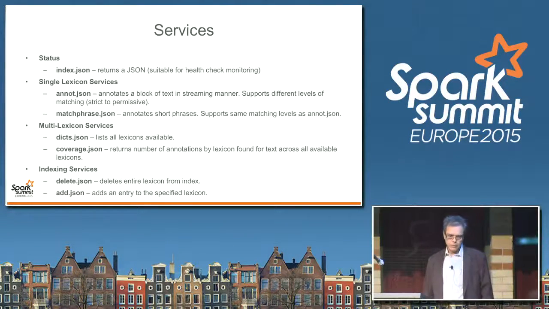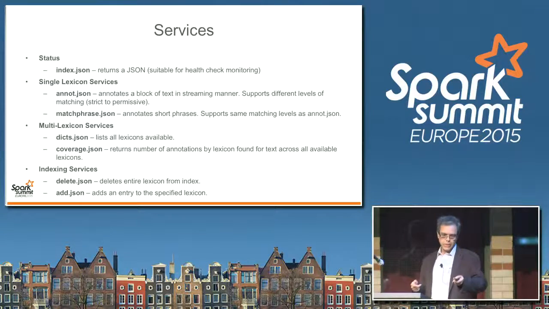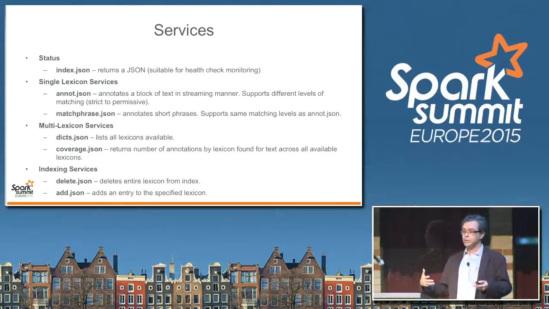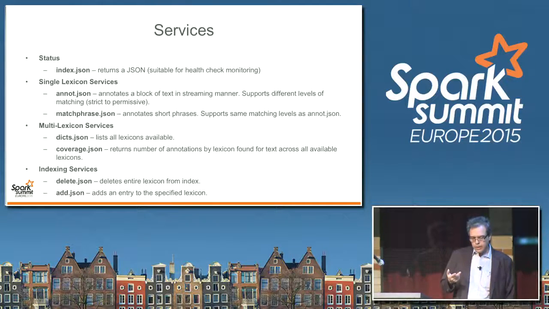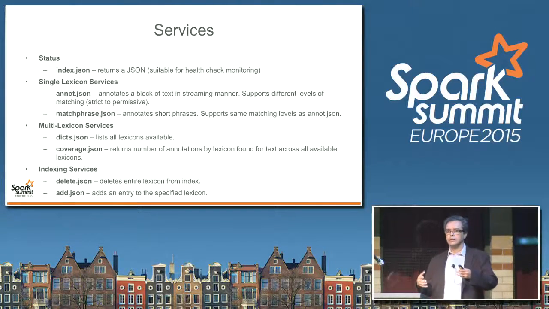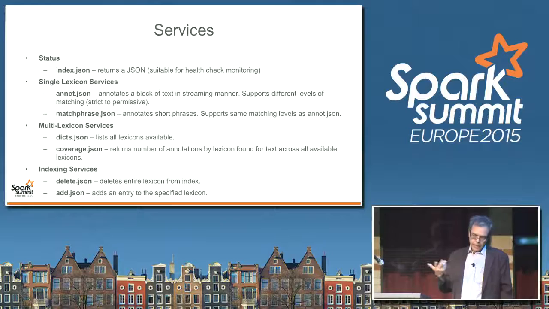The services the system offers are, first, index.json, which is basically a health check, an I'm-alive kind of thing. The single lexicon services are annote.json and matchphrase.json, both of them for annotation. The first one is for annotating text, and the second one is for annotating phrases. The second one came up because we were annotating triples, where we didn't actually need OpenNLP to chunk the data, so we could save some time. Multi-lexicon services, we have two of them. One is dix.json, which lists all the lexicons available, and coverage.json, which allows you to send in a text and matches against all the possible dictionaries and gives you a kind of coverage. You would use it to figure out which dictionary you want to use for your system.